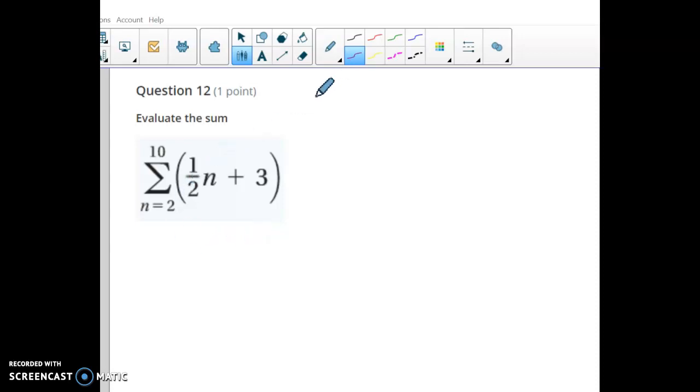Okay, this is to help with 9.5, day 2, number 12. We have to evaluate the sum. And so basically we want to know, this would actually be terms starting at 2 up to 10. If we added all those terms up, what would the sum be?